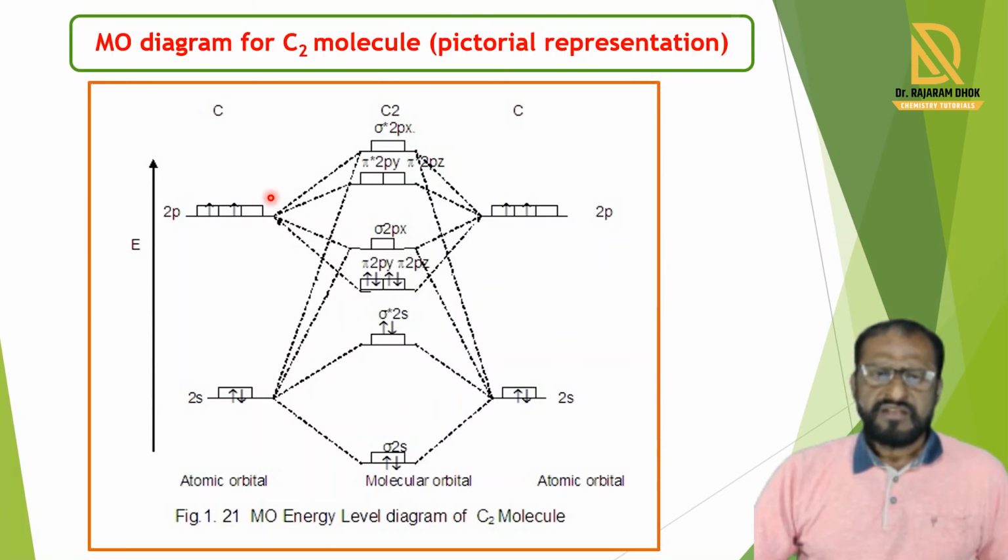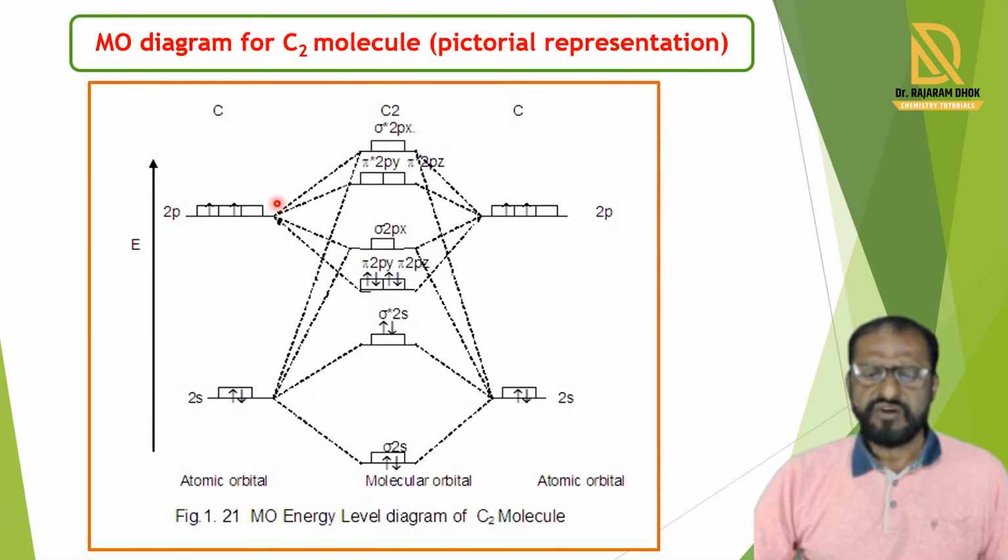Now when wave functions are different, then py of first atomic orbital and py of second atomic orbital repel each other and antibonding pi star 2py molecular orbital is formed.